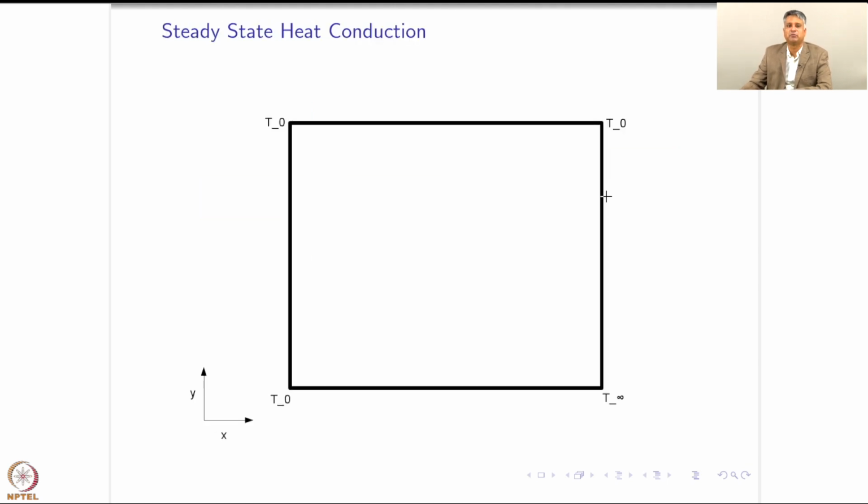Now let's start looking at a simple problem. Let's think about this as a steady state heat conduction problem. You have a square plate. The 4 edges of this square plate are kept at certain specific temperatures. The top edge is kept at a constant temperature of T0. The left edge is also kept at the same temperature T0, whereas the right and the bottom edges have a linearly varying temperature from T0 to infinity. Our objective is to find out what the temperature distribution is internally within the plate.